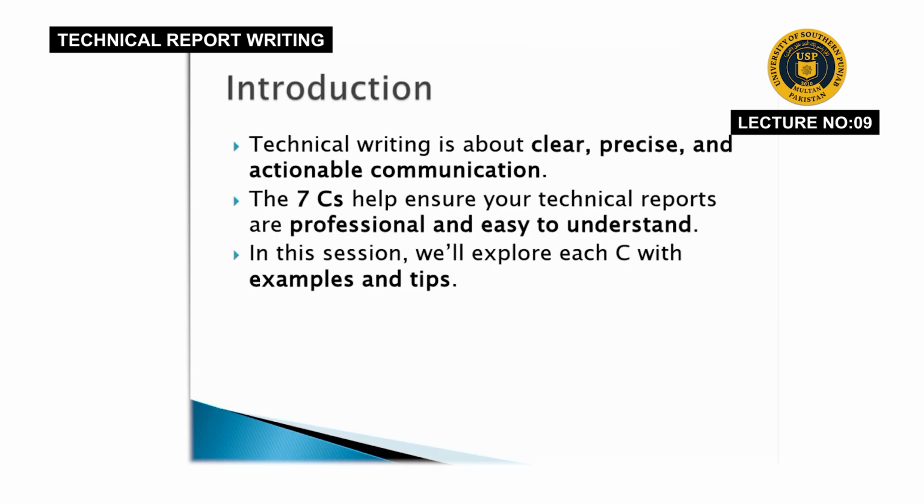Technical writing is different from casual or general writing. In technical reports, our goal is to communicate information accurately and effectively so that the reader can understand, analyze, and make decisions based on the data provided. To achieve this, we follow the 7 C's of communication, which are clarity, conciseness, correctness, completeness, concreteness, courtesy, and consideration.